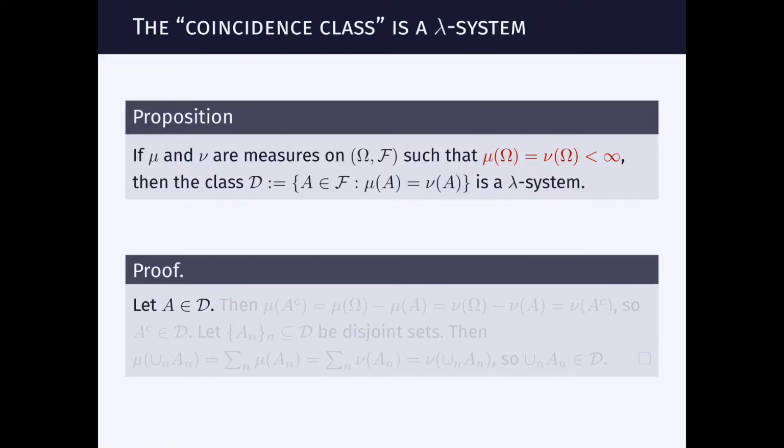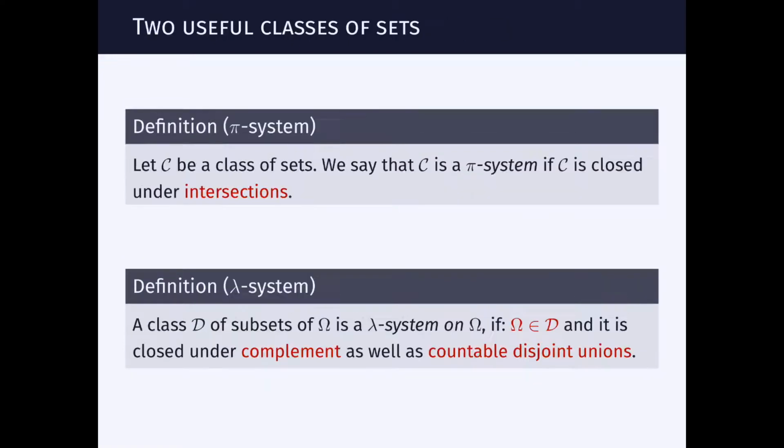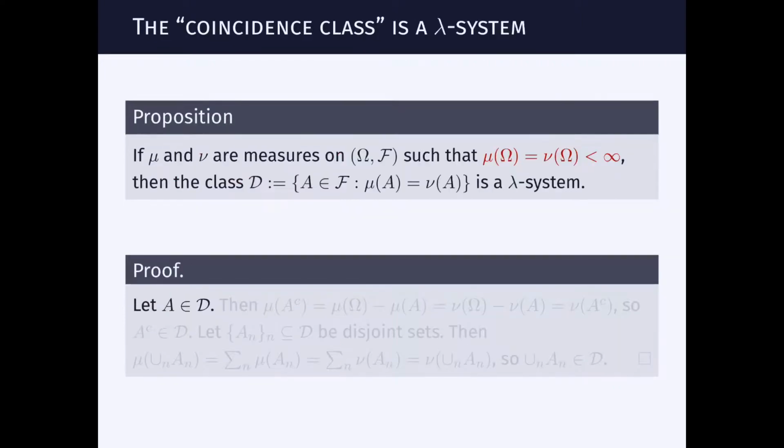What does it mean, first of all, to be a lambda system? There are three requirements. The first one, the entire sample space has to be a member of the class. The class has to be closed under complement, and it has to be closed under countable disjoint unions. Well, the first requirement is already provided by the assumption of the proposition, so there is nothing to check.